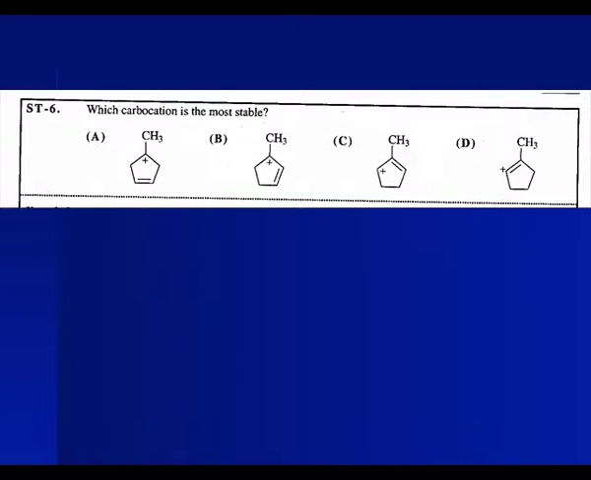Skip that for now. Which carbocation is the most stable? A, B, C, or D? B, that is correct. And why is it the most stable? Tertiary and allylic, resonance stabilized, that's right. A is only tertiary, no resonance stabilization. C is resonance stabilized, but it's secondary. And then, of course, D is a vinylic carbocation, which is unstable.